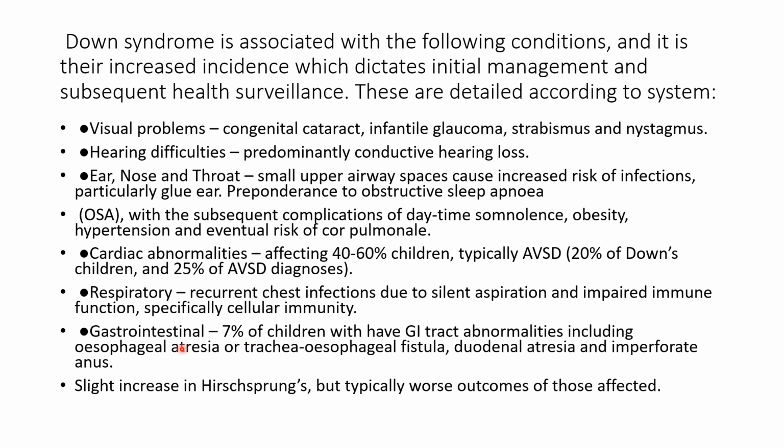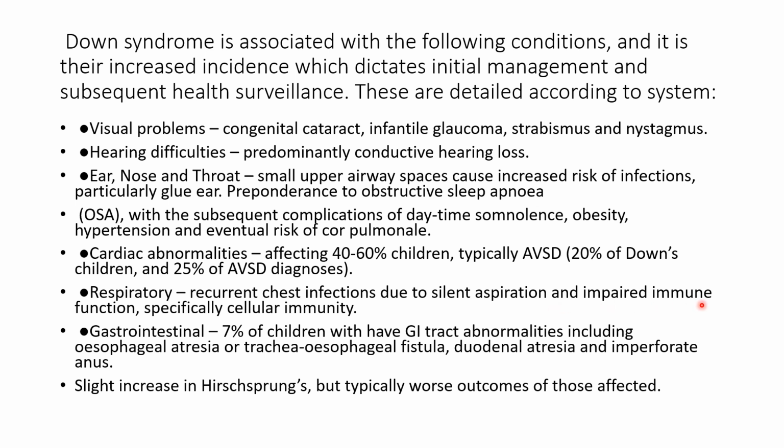Okay, then on the respiratory, we can have recurrent chest infections due to silent aspiration. That's number one, silent aspiration. Number two, due to impaired immune function. Number three, due to impaired immune function, specifically cellular immunity. We can even add this same one, which is here, small upper airway spaces, which can cause recurrent respiratory tract infection.